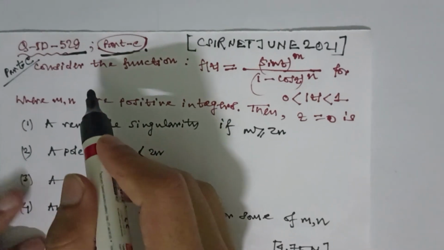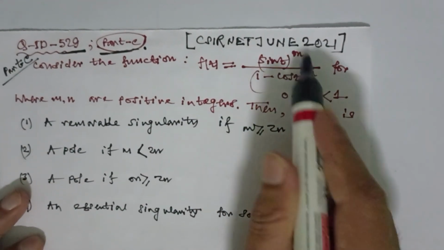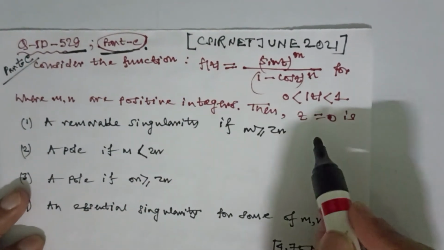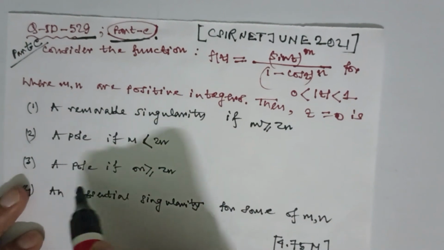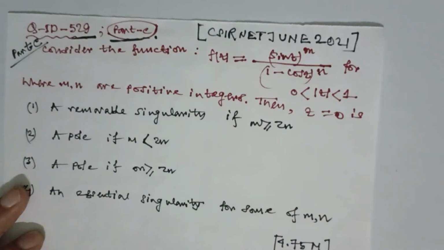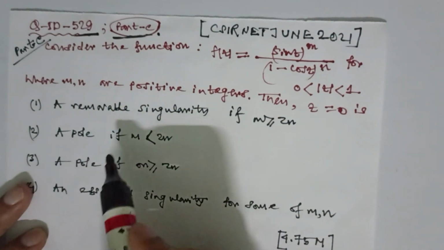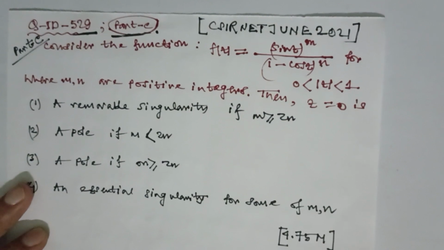In the question, a function is given: f(z) = sin^m(z) / (1 - cos z)^n, where m and n are natural numbers, that is, positive integers. Then it asks whether z = 0 is a removable singularity, a pole, or an essential singularity. So first of all we have to be familiar with these terms: what is a removable singularity, what is a pole, what is an essential singularity. After this we can solve the question easily.